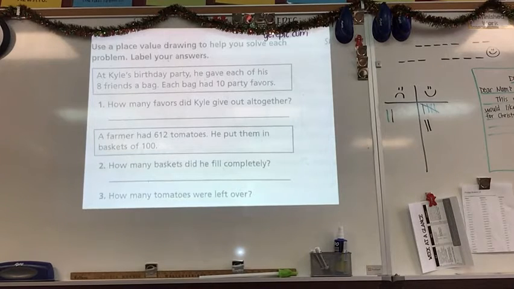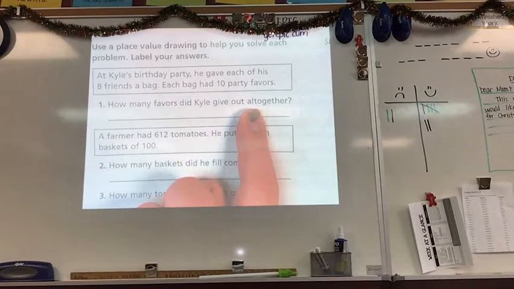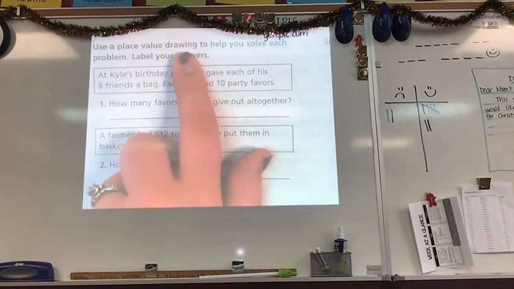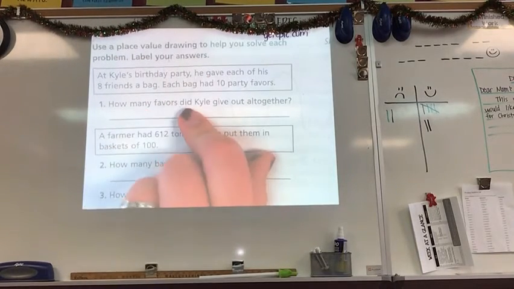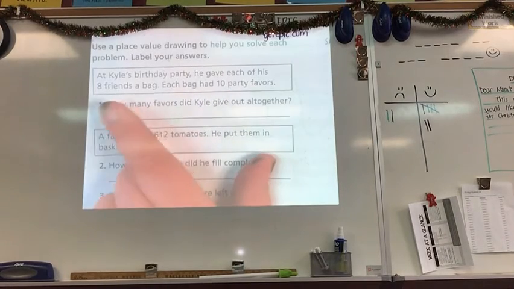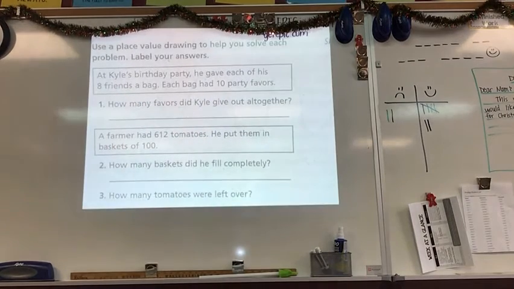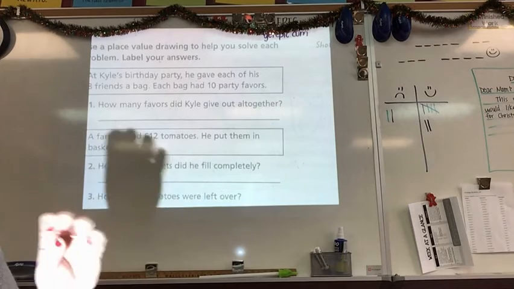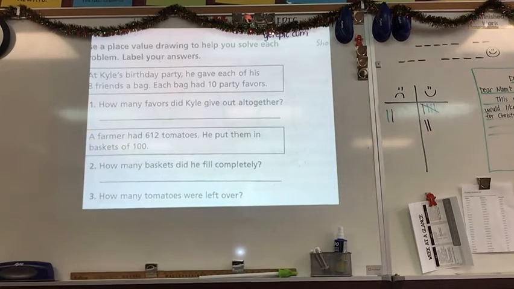Now, you either need to show me an equation, answer label, or if you follow the directions and you use a place value drawing, you don't have to show an equation, right? So if each bag has 10 party favors, and he gave them to 8 friends, how would I represent this with a place value drawing? Rylan? If each bag has 10 party favors, how would I draw that with a place value? Would it be a 1's dot, a 10 stick, hundreds, or thousands?